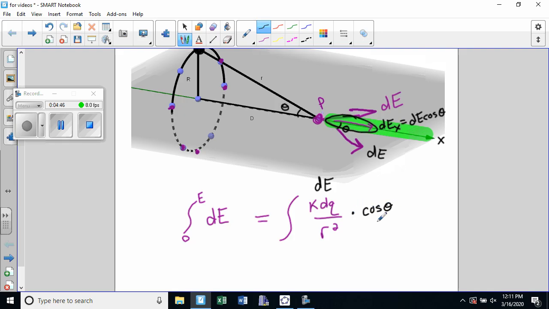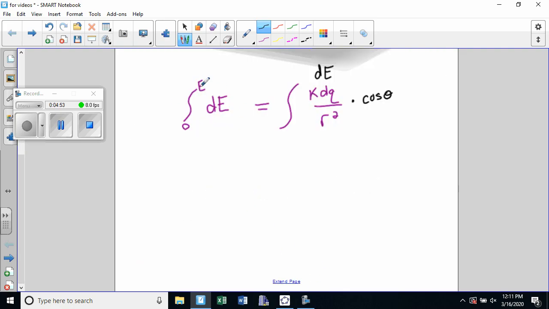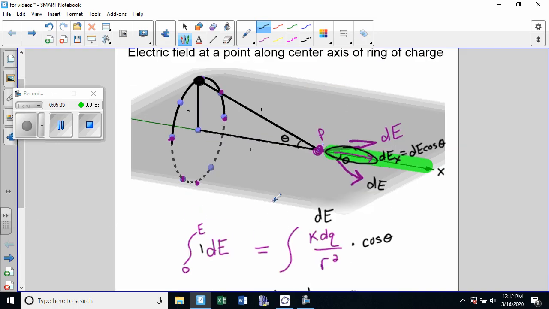So I'm only considering the x component. Okay, great. Really, the integral on the left side is pretty easy. When you do the integral of 1 dE, you just get E. So the electric field at point P is going to be the integral of k dq over r squared times the cosine of theta, right? So now I need to go up and look at that right triangle.